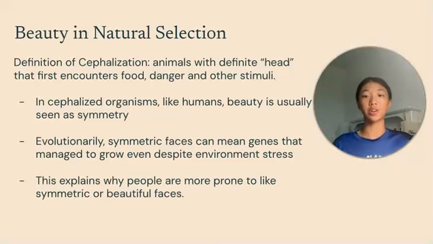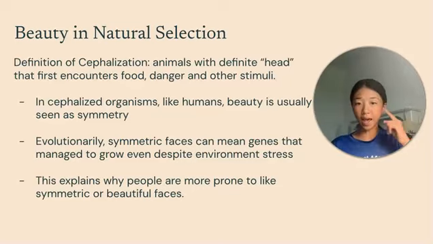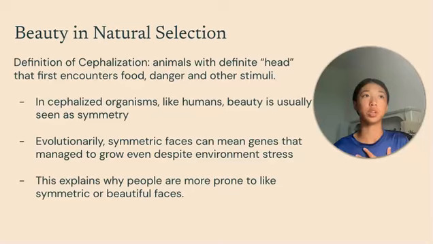As humans, we're naturally prone to finding symmetric things more beautiful, and because they're more beautiful, we're more attracted to them. Is that something just wrong with that little brain of ours, or is it a sign of natural selection? The definition of cephalization is animals with a definite head that first encounter food, danger, and other stimuli. For instance, humans, turtles, ants, a bunch of things.